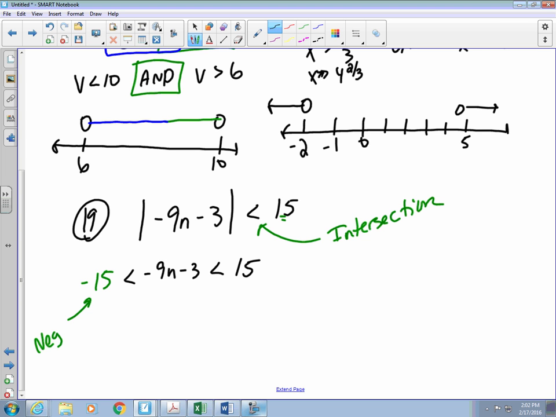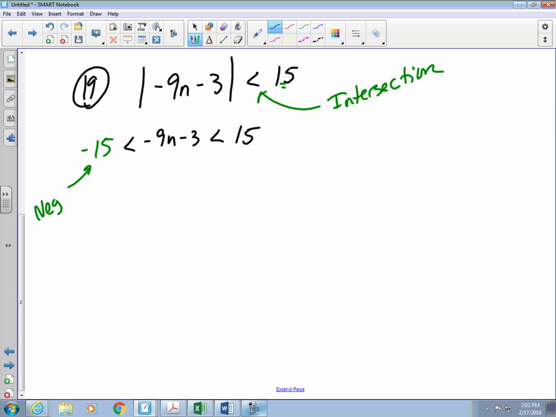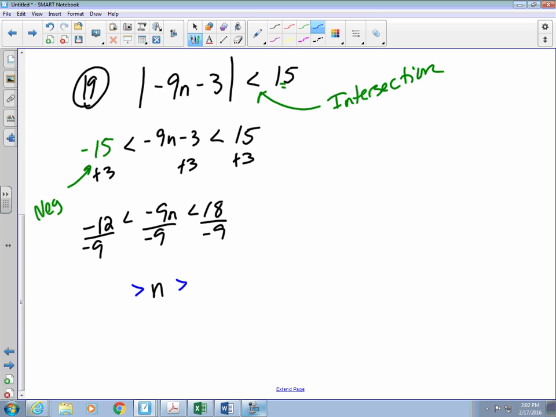The symbol will stay the same. And now we just solve it like we did in 17. So we add 3 to everything. Just do the two steps here. And then when I divide by -9, you're going to have to flip the sign. Key point of emphasis here, just like we did with single inequalities, that sign has to flip because you are dividing by a -9.